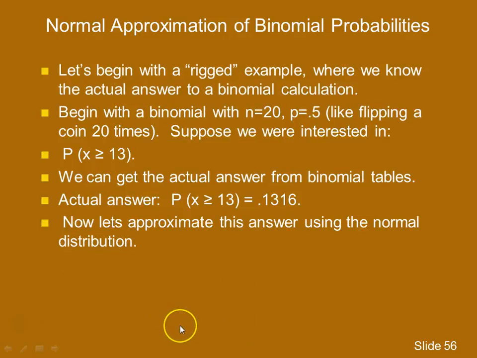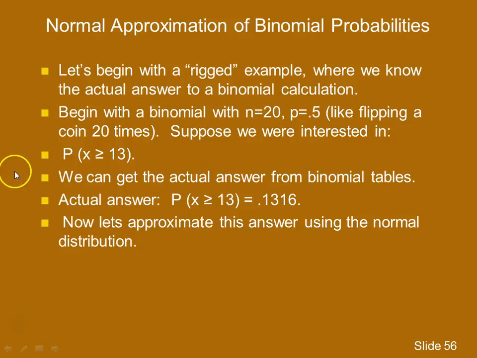I usually like to go with what I call a rigged example to show this. Let's take a binomial problem where n isn't too large, and we can get the actual answer either using a calculator or a table of binomial probabilities. Let's start with a binomial with n equal 20 and p equal a half, just like flipping a coin 20 times. And let x be the number of heads.